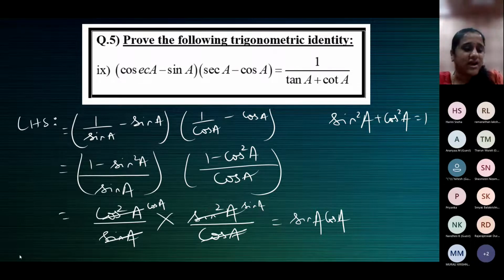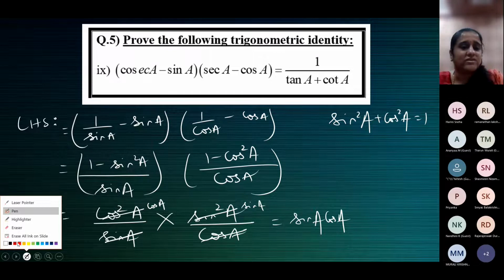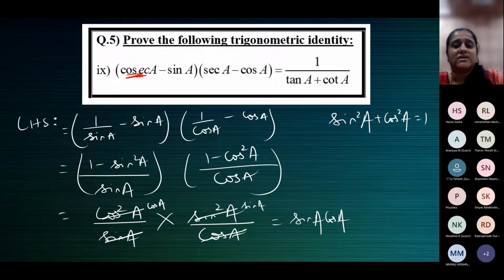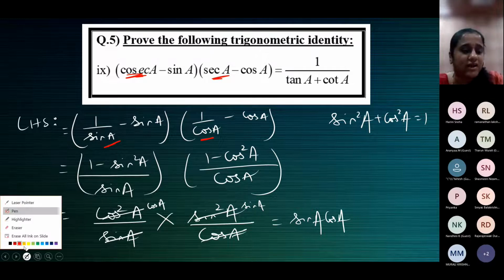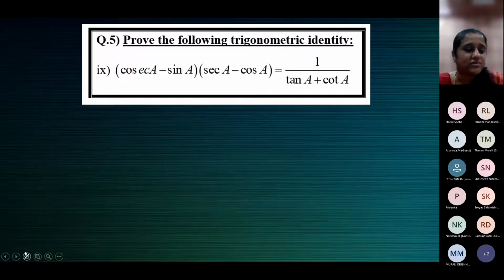So see, when you just start like this, cosecant is 1 by sin, secant is 1 by cos. That is what we did. So once you write that, common denominator. Then identity: 1 minus sin square A is cos square A, 1 minus cos square A is sin square A. Then you can cancel out, simplify, and you get sin A cos A. Now let's work the RHS.